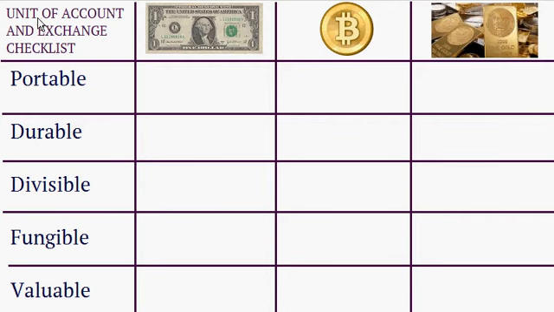And the five categories used for an account, a unit of account and exchange would be that of portability, durability, divisibility, fungibility, and valuability. How do each of these measure with each one? Let's talk a little bit about each category.